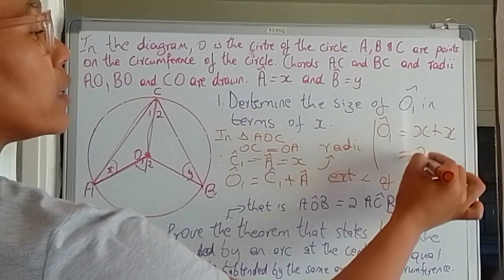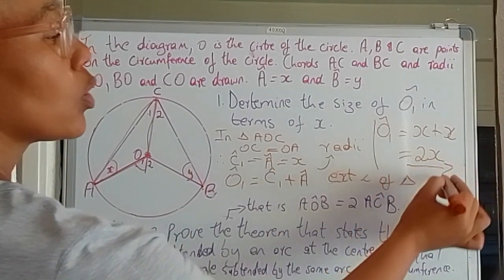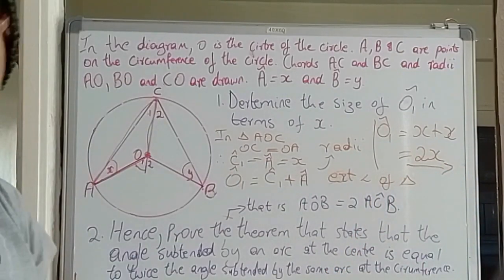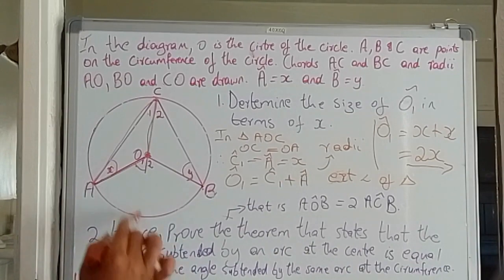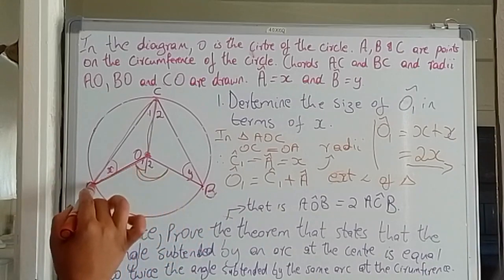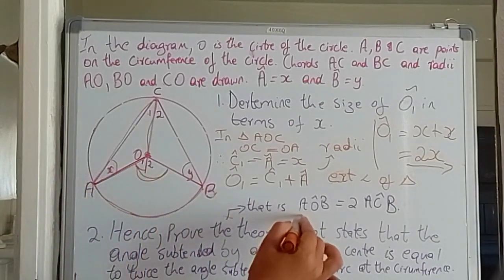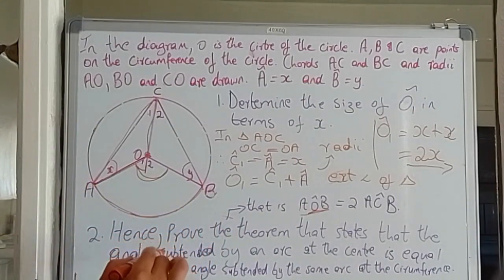Therefore, angle O1 in terms of X is equal to X plus X, which is equal to 2X. Alright, so another thing that we have to do is to prove the theorem that states that the angle subtended by the arc, angle AOB, subtended by arc AB, is equal to twice the angle subtended by the same arc at the circumference.